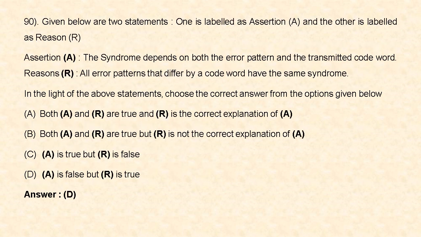Next question. This is also assertion and reason type. First assertion. The syndrome depends on both the error pattern and the transmitted code word. This statement is false. Reason. All error patterns that differ by a code word have the same syndrome. This statement is correct. So assertion is false but reason is true. Hence here option D is the correct one.